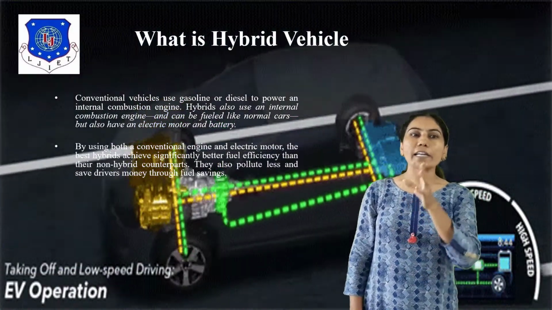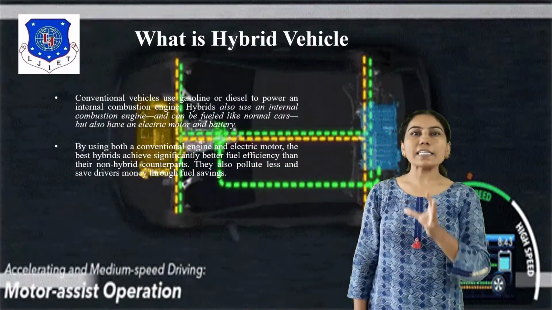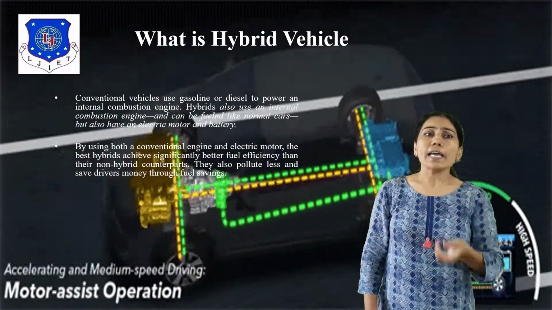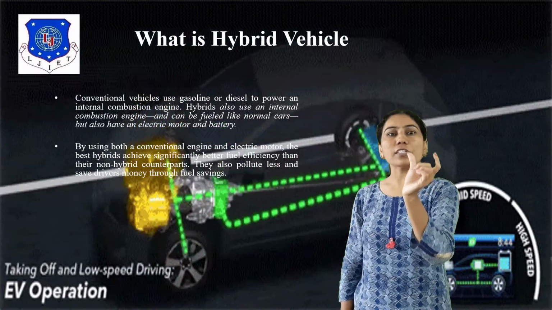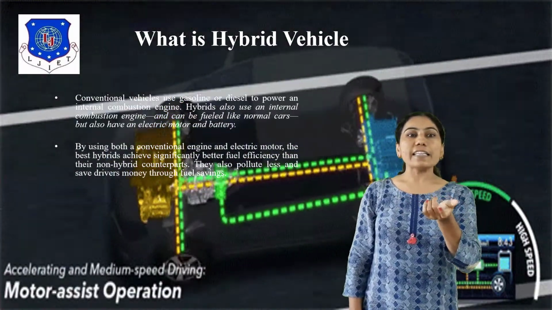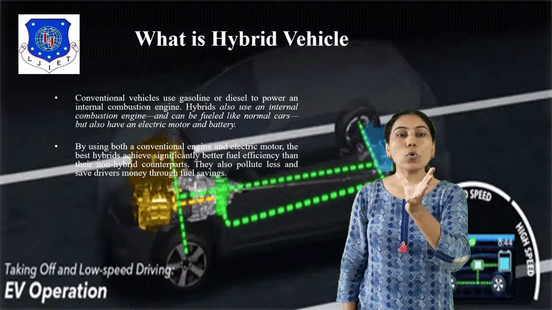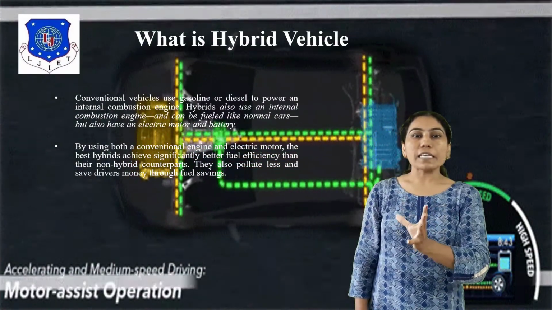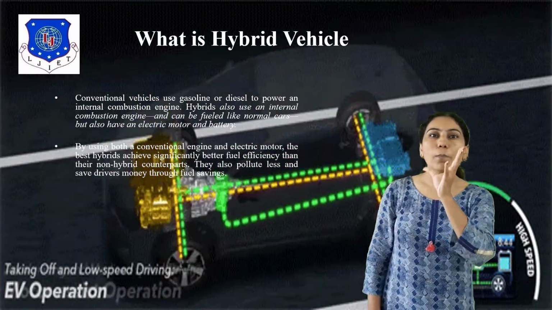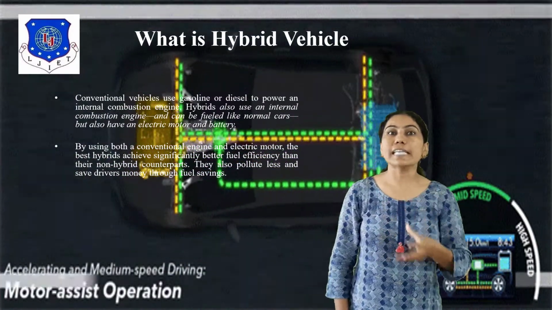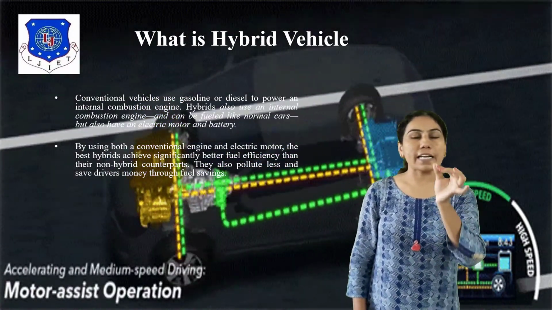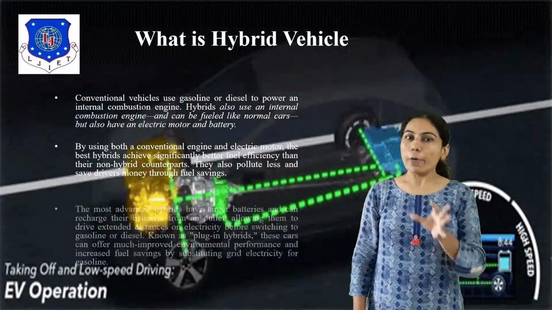The second point is that by using a conventional engine and an electrical motor together, the hybrid achieves significantly better fuel efficiency than a non-hybrid conventional car. It also pollutes less and saves fuel, meaning less pollution and fuel saving. This is an advantage of the hybrid vehicle.